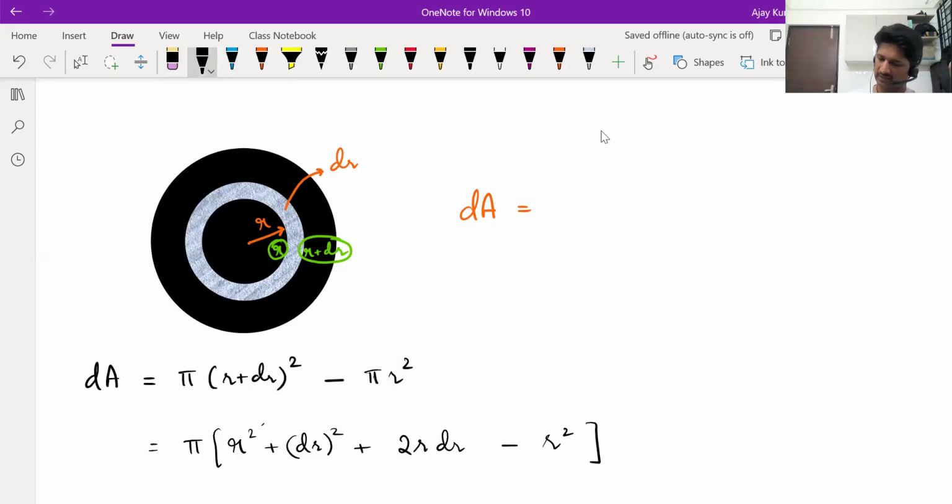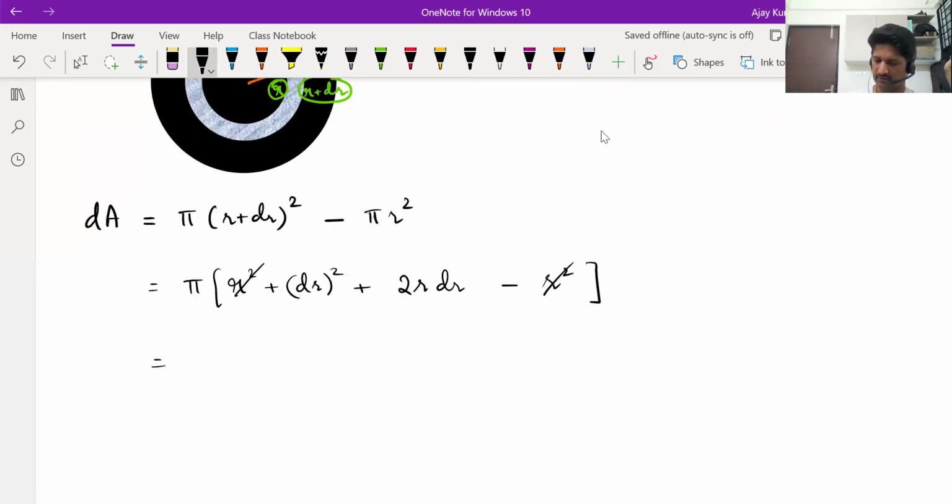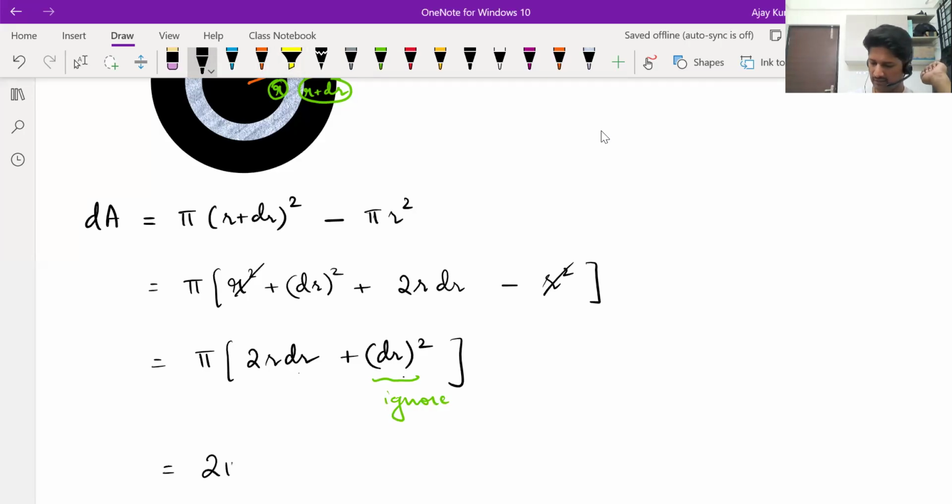Now the r square term gets cancelled. What will you be left with? Pi into (2r dr plus dr whole square). Now compared to this, dr whole square will be negligibly small, because dr itself is a small term, 0.0000 something 1, and when you square it, you get again those many zeros. So dr square is negligible and we'll ignore this term. If you ignore it, and send the pi inside, you will be left with 2 pi r dr.